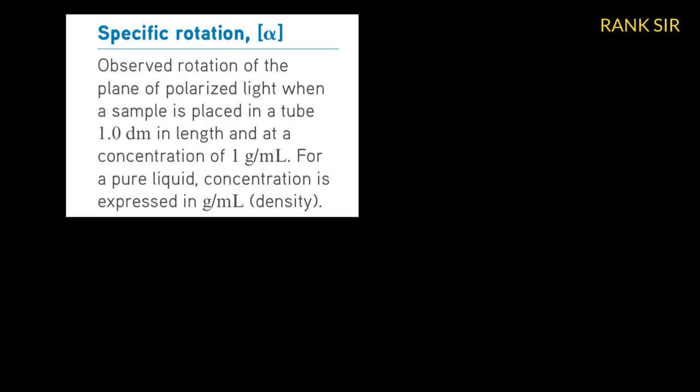In case they are given mole per liter or mole per milliliter, then you have to convert to gram per milliliter. In case they are given centimeter or meter, then you have to convert into decimeter. That is a very important condition to calculate the specific rotation. For a pure liquid, concentration is expressed as density in gram per milliliter. So I think you understood what specific rotation is. Otherwise, I will give the formula, then you will understand.